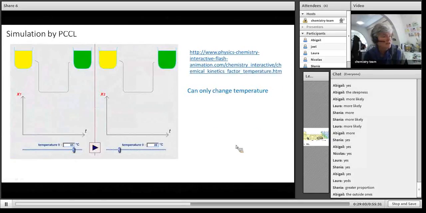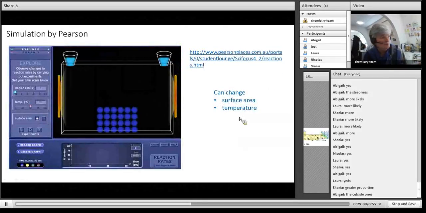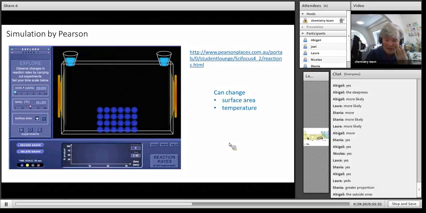that. This was the one where we could only change the temperature, and then this was the one where you could do the surface area and the temperature, and you could also do concentration actually. So if you find these simulations useful for you to visualize what's happening, because if you understand it on a particle level, you'll be able to explain it better.